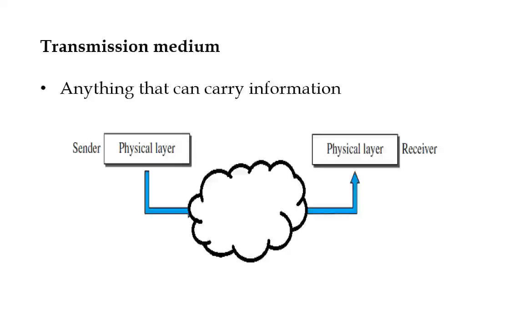That is transmission medium, and it has certain components like sender, receiver and intermediate area. So the thing which carries the information and passes it from sender to receiver is said to be the transmission medium. Actually, this process is taken care of by the physical layer of the 7-layer OSI approach.